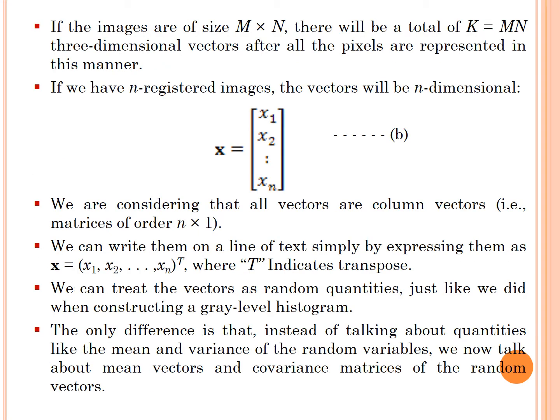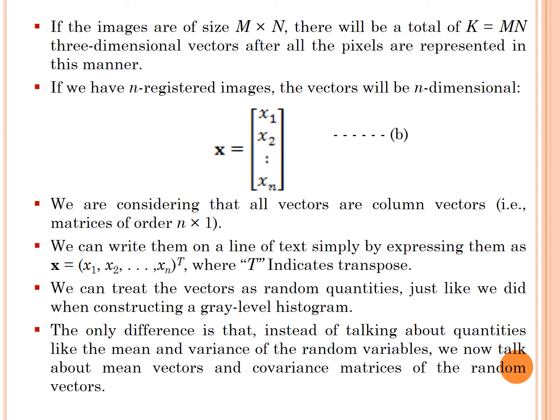If the images are of size m by n, there will be a total of k equal to mn three-dimensional vectors after all the pixels are represented in this manner. If we have n registered images, the vectors will be n-dimensional, that is, x equals x1, x2 up to xn. We are considering that all vectors are column vectors, that is, matrices of order n by 1. We can write them on a single line of text simply by expressing them as x equals x transpose of x1, x2 up to xn, where T indicates the transpose.